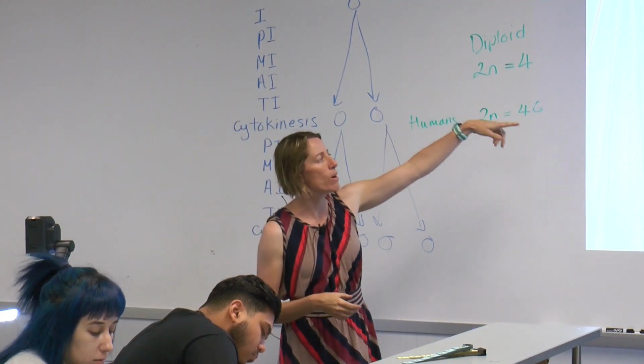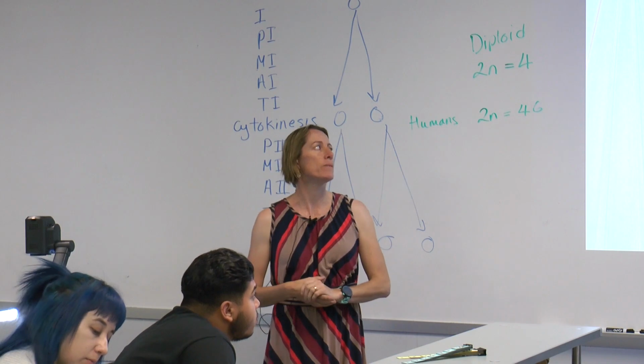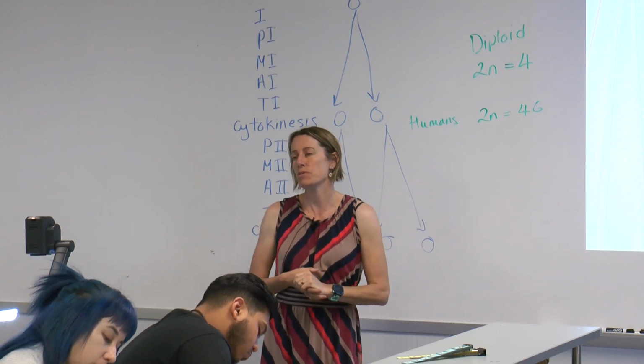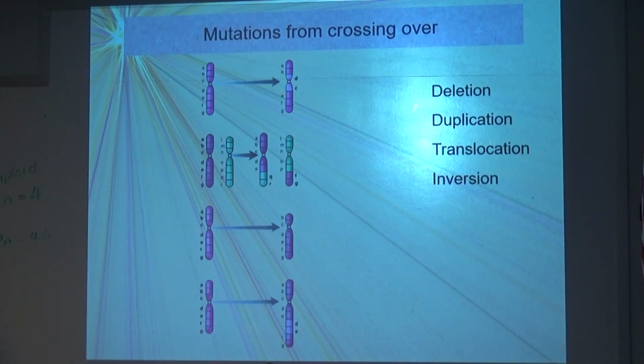So there's an example here of each type of mutation. See if you can line up which one goes with which. Look at the words and see if you can figure out what's going on with our chromosomes there. See if you can make sense of that.